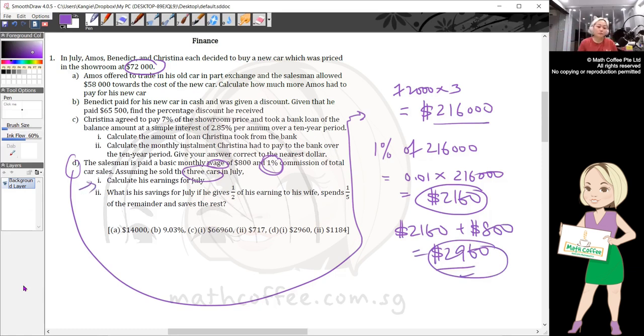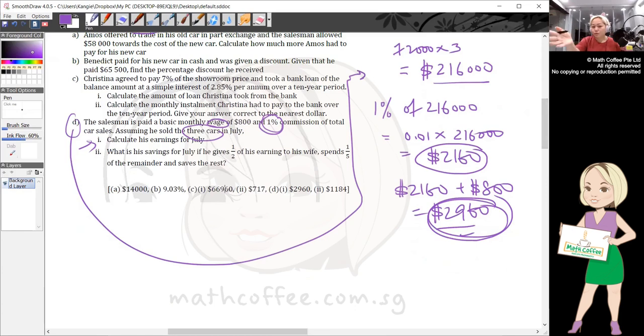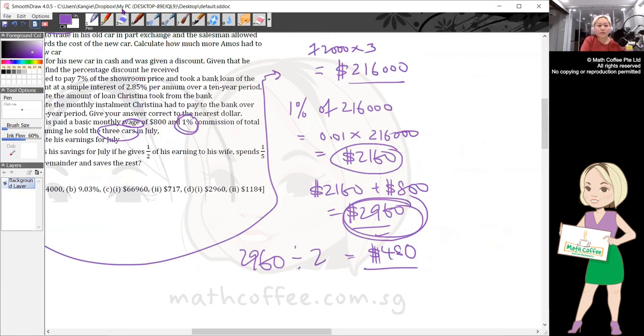Part 2. What is his saving for July? If he gives half of his earning to his wife, spends 1/5 of the remainder and saves the rest. So this is the amount he brings home. Give half to the wife. That means half for his own spending, right? So 2960, if I divide by 2, I get 1480. So the wife gets 1480, and he also has a balance of 1480.